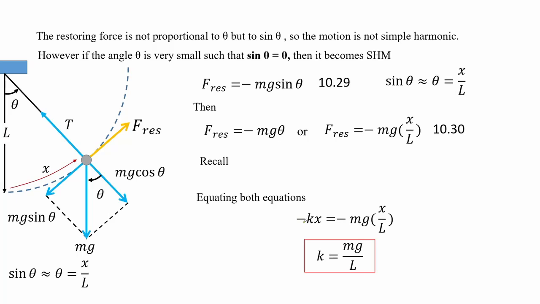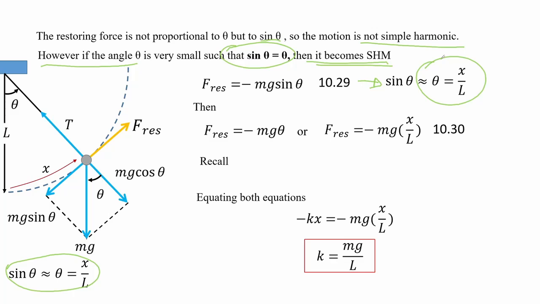Note that for a pendulum the restoring force is not proportional to theta but to sine theta, so the motion is not simple harmonic. But if we take the assumption earlier that sine theta is approximated to theta, which suggests that the angle is very small, then it behaves like a simple harmonic. Then the restoring force can be expressed with this approximation as negative of mass times g times x divided by length L, as shown in equation 10.30. We can equate both sides of the equation and we see that the spring constant k is equal to mass times gravitational acceleration over length L for a pendulum behaving in a simple harmonic motion.